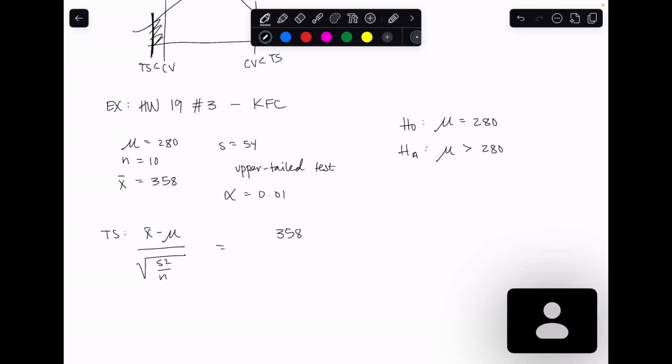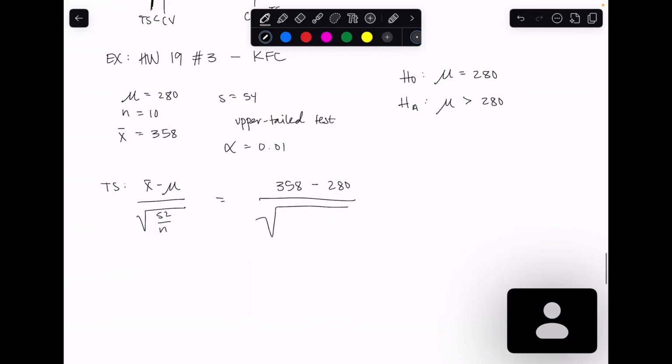That's the whole intuition behind a hypothesis test, right? That's why we're doing it. So let's use 280 for mu because that's what the null hypothesis is hypothesizing. So then we'll have 54 squared all over 10, and I think this comes out to 4.567.